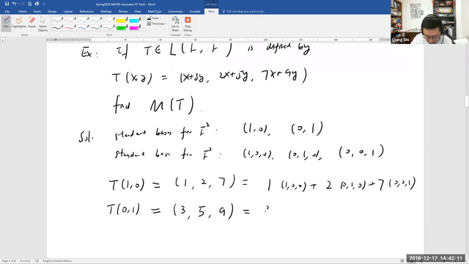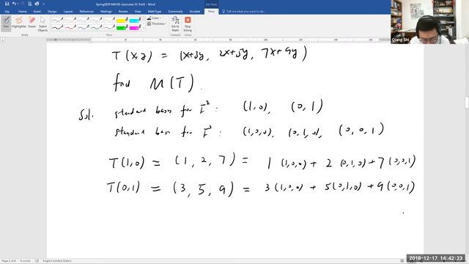So this is 3 times (1, 0, 0), plus 5 times (0, 1, 0), plus 9 times (0, 0, 1). Now, we're doing pretty good up to this point. The last thing is just to write this M(T). Remember, there need to be 3 rows and 2 columns.